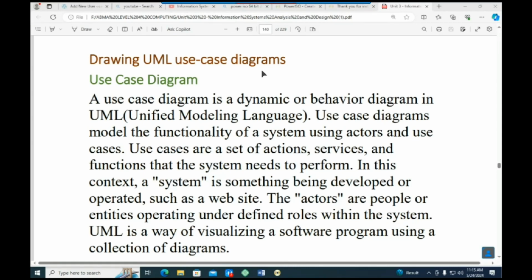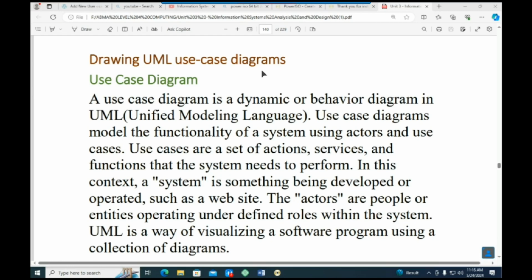Now, a use case diagram is a diagram that shows how the system functions. It focuses on the functionality of the system, and it uses components like actors and use cases, and even shows the relationships between those. Now, the question could be, who is the actor? The actor is simply a person or an entity that has a role in that particular system. For example, if we are designing an e-commerce system, then a customer is an actor because he has a role to do in there.